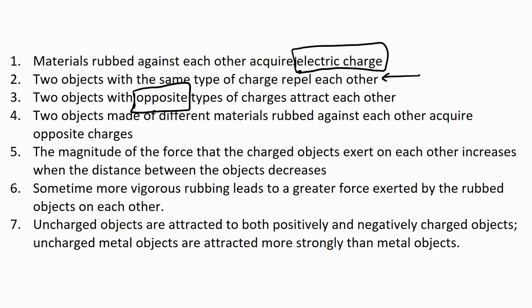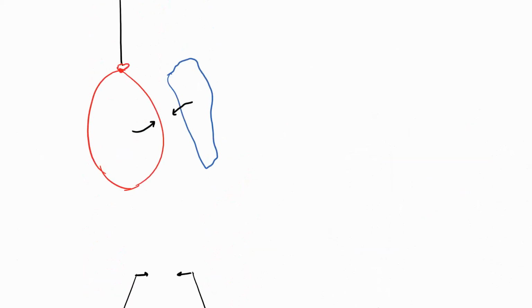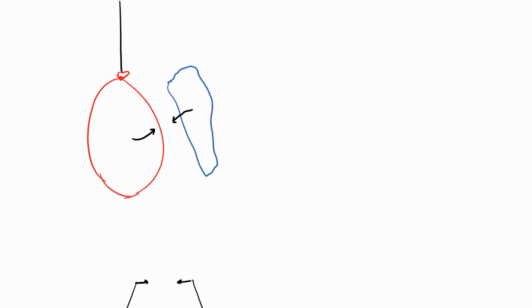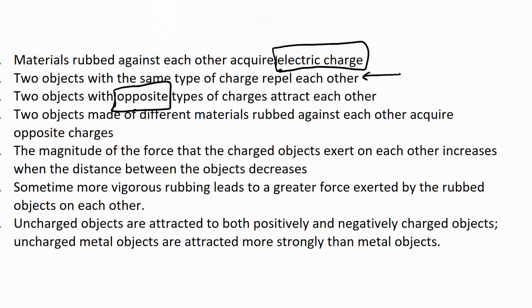So two objects made of different materials rubbed against each other acquire opposite charges. We saw that because the balloon, way back at the beginning, is attracted to the wool. So something happened to charge the wool that also charged the balloon.